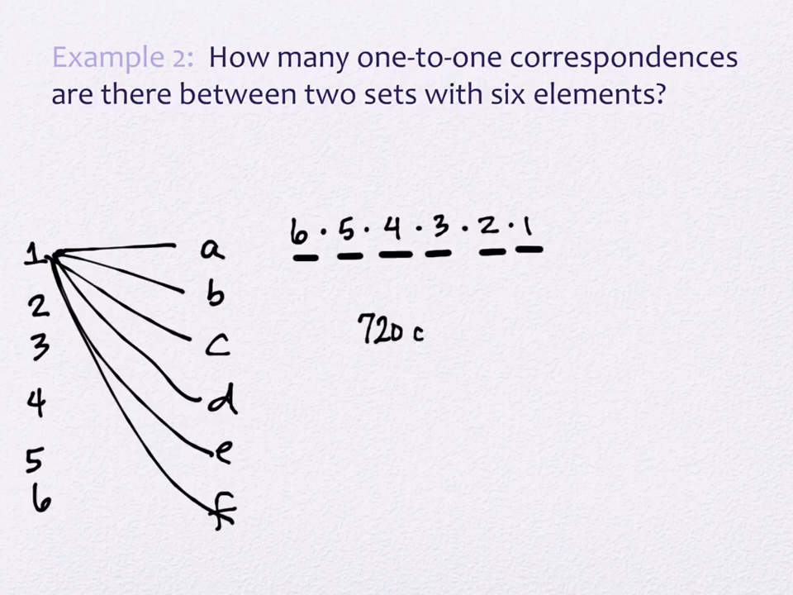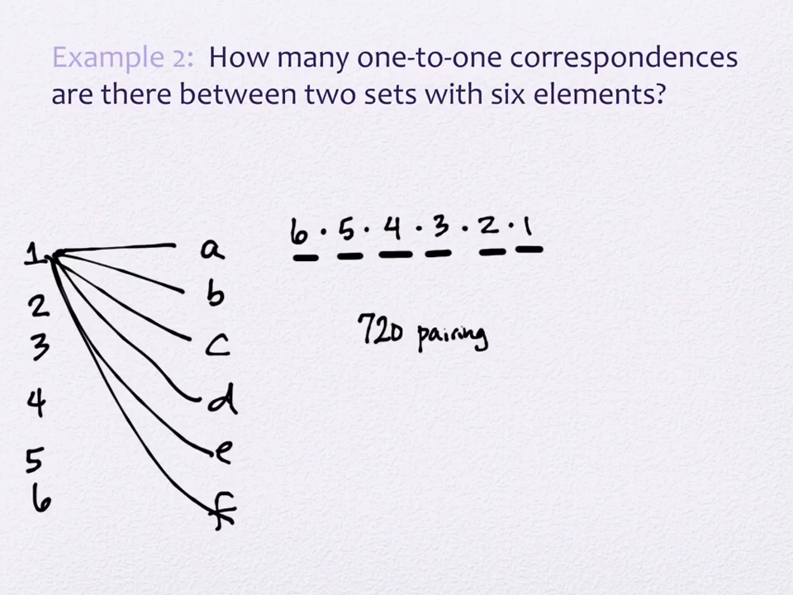720 correspondences, or pairings. Pairings is how this question actually words it, so only put pairings. That's the same thing, but there's 720 different pairings that could happen.